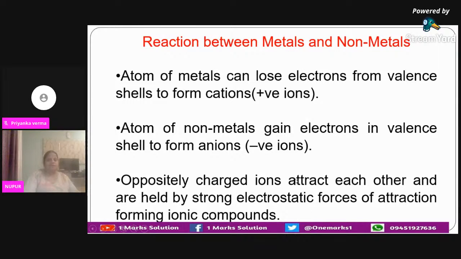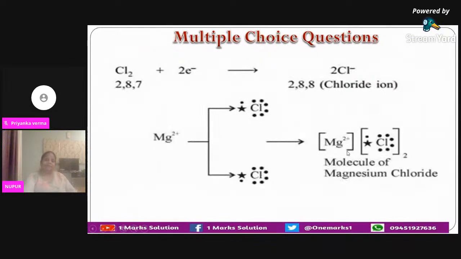Before we leave, there are a few points. We had just talked about cations and anions. Atoms of metals will lose electrons and form the cations, the positive ions. Non-metals gain electrons and become anions, the negative ones. And the oppositely charged ions will attract each other and give us ionic compounds. When ions are involved, it is called ionic. And this is how an ionic compound will develop.